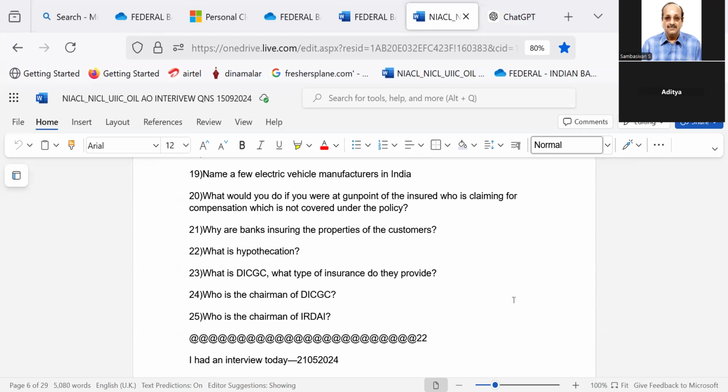And then what is hypothecation? Hypothecation actually translates to handing over the constructive possession of any asset against which a loan has been taken. So let's say, for example, I buy a car and I take a loan from a bank, so I give the constructive ownership of the car to the bank, but I have the physical ownership with me. So that's hypothecation.